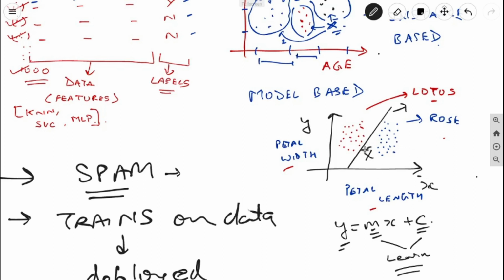After this, when we want to classify some new data, some new petal length and petal width of a flower determined by this x over here, we don't need these data points of rose and lotus anymore. All we need is the equation of the line, and based on this we can classify it. If it falls on this side of the plane, it is a rose. If it falls on this side, it is a lotus. So this is model based learning. We train a model, and then based on the model we decide whether the new instance falls on one side or the other side, right? This is model based learning.